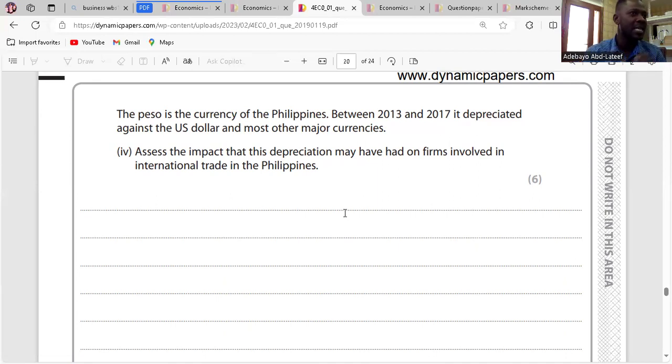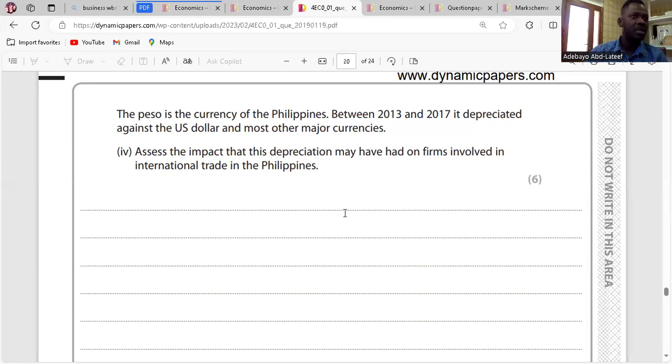There are positive impacts and negative impacts. For the positives, depreciation in the country's currency will bring about an increase in exports. Why would there be an increase in exports? Because the exports become cheaper. So that means less foreign currency would buy more of the Philippine currency, the pesos, which is an advantage for the Philippines because it increases their exports. So exporting firms will be highly competitive, bringing about an increase in sales.